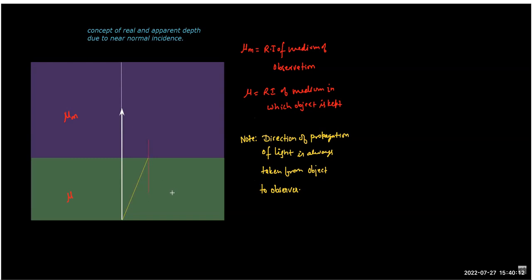And now I have no idea whether the observation medium is denser or rarer. You can choose any one. Let me, for the time being, assume that the medium of observation is rarer so that I can draw the diagram easily. So this is the incident ray. This is the angle of incidence. And if I assume the second medium to be the rarer medium, it will deflect away like this. So now this is the angle of refraction.